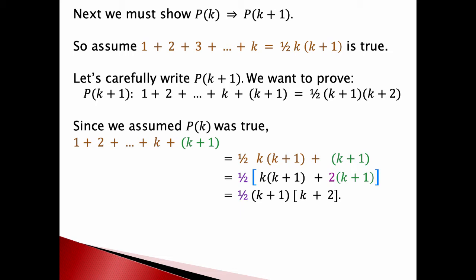assume my P of k was true, do a whole bunch of algebra. I proved that P of k plus 1 was true. In other words, that each domino knocks down the next. So this P of n, this statement formula that I wanted to prove, has to be true for all n.